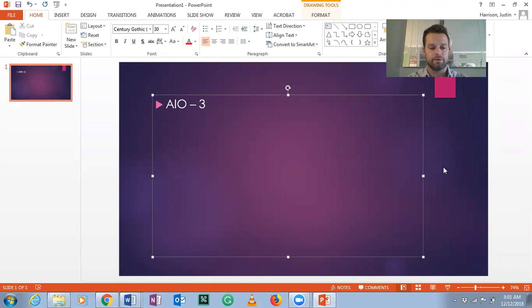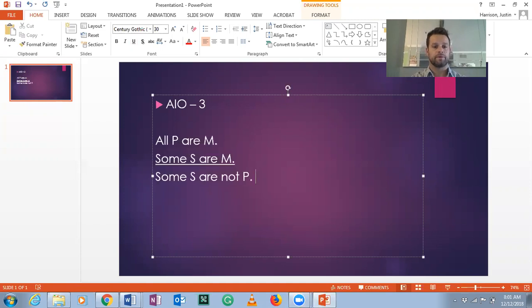So for example, if I gave you AIO3, I'm not going to worry about the location of the middle term here. So we know that the major term P is in the first premise. A is all PRM. I is some SRM. Again, we're not worried about the middle term quite at this point. O is some SR not P, so some SR not P. Now, that's the mood, and then the figure is 3.